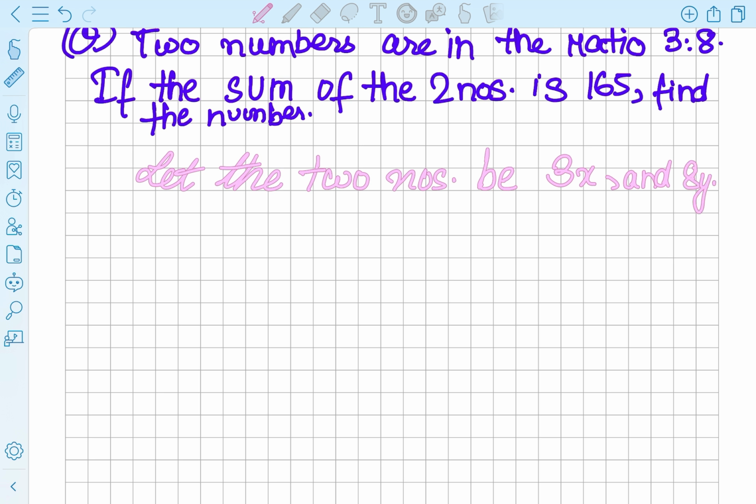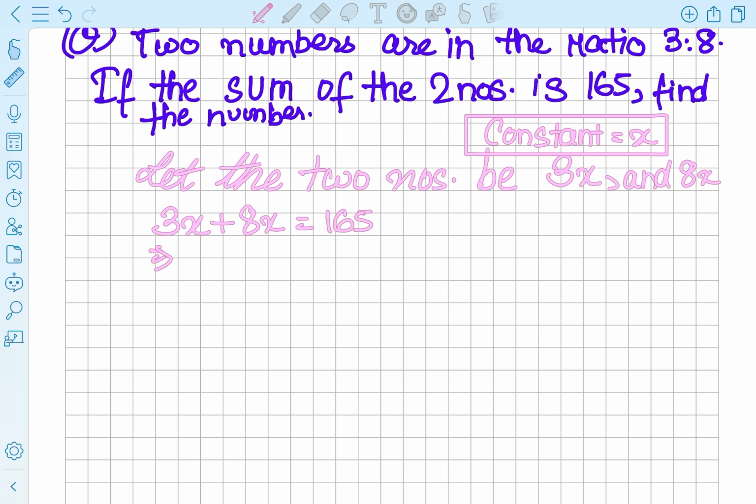And the sum of these numbers is 165. Obviously the two numbers are 3x and 8x, so it will be 3x plus 8x, because obviously when you're speaking about ratio, one should be constant. What is the constant over here? The constant in this context is x. So 3x plus 8x will be 165. Let us solve this. 3 plus 8 is 11. So 11x equals 165.